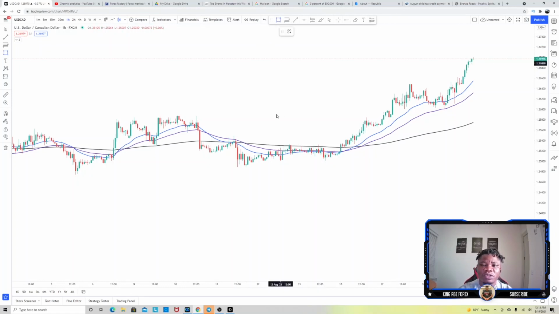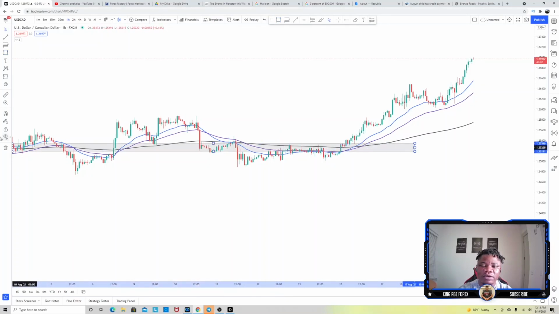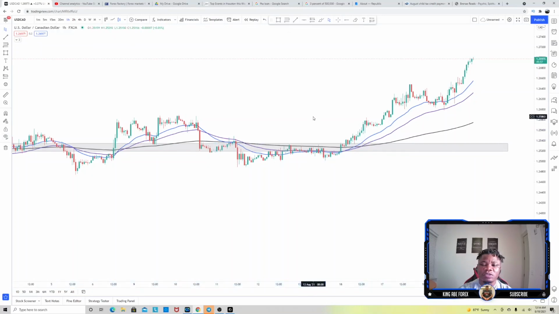If we take a look right here, we'll see that we have a resistance here, and even without the resistance, when you have the 200 EMA on your chart, the reason why the 200 EMA is very powerful is because it can also act as your support and resistance. You can see here the 200 EMA actually acted as a resistance zone, as you guys can see, because we have rejections right here. Price just kept on rejecting the 200 EMA.